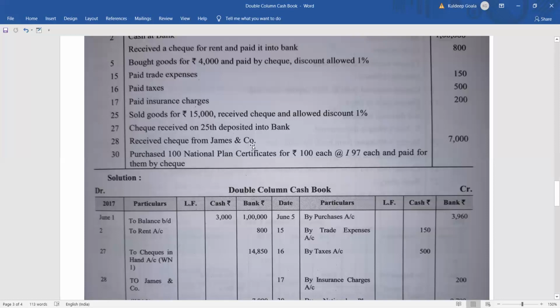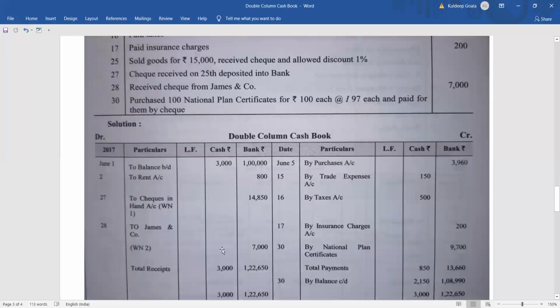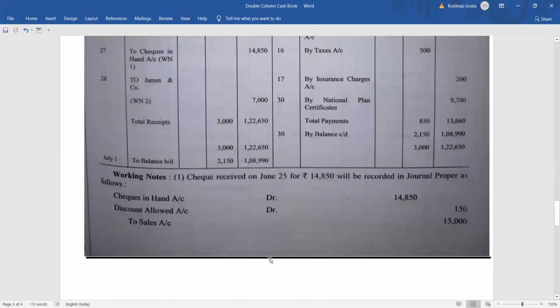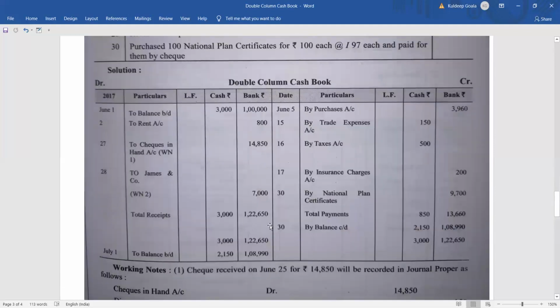So check received from James and Company 7,000 will be going where? In the bank column, right? It will be the receipt side. So bank account debit to James and Company. So bank debit side to James and Company in the bank column. How much? 7,000. Right? There is no information. Remember that there is no information given, so you have to assume that it has been directly deposited in the bank.